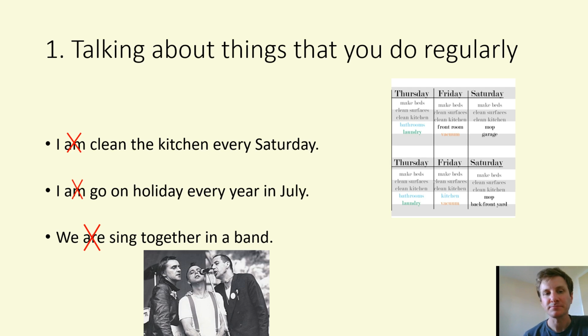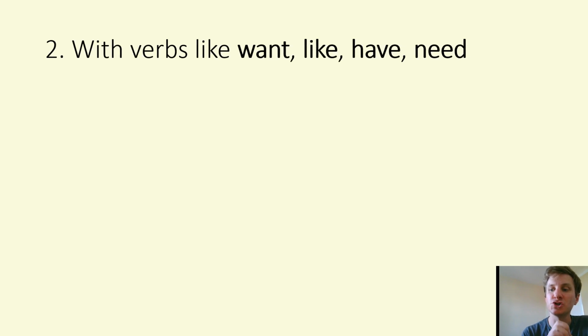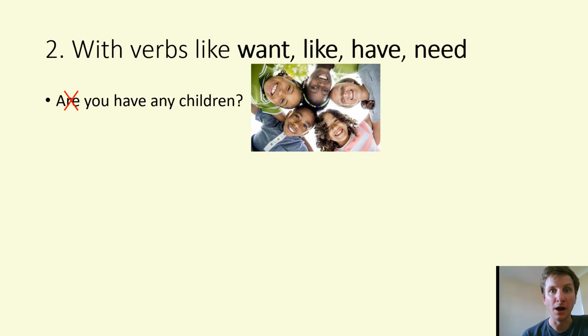Okay, so number 2, you should not use the be verb with verbs like want, like, have, and need. For example, are you have any children? This is wrong. What should we say instead? Well, we say, do you have any children? Do you have any children? Because these verbs want, like, have, and need, we don't use the be verb. So, do you have any children? Not, are you have any children?